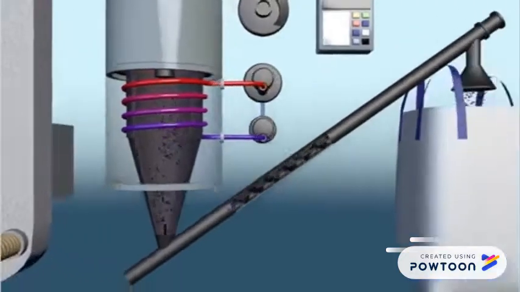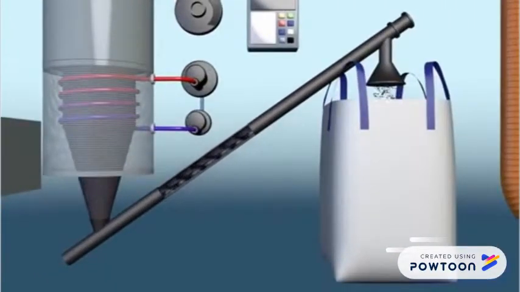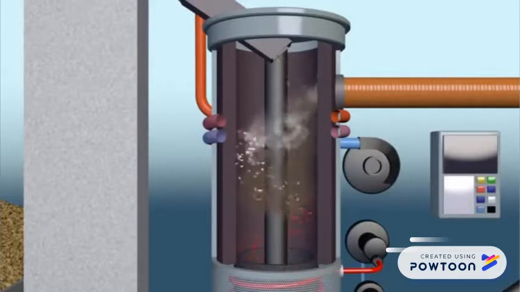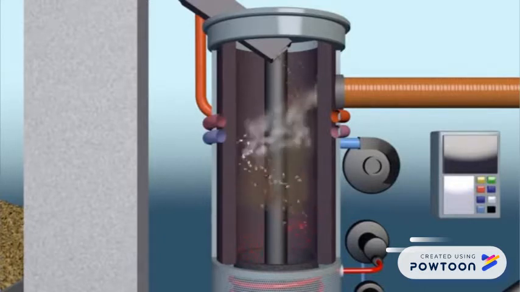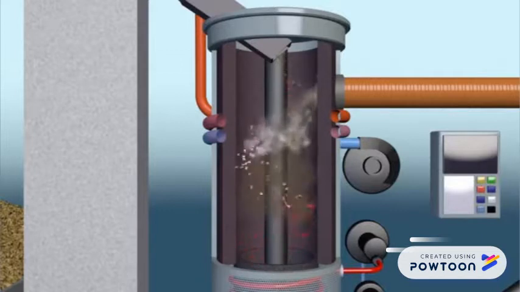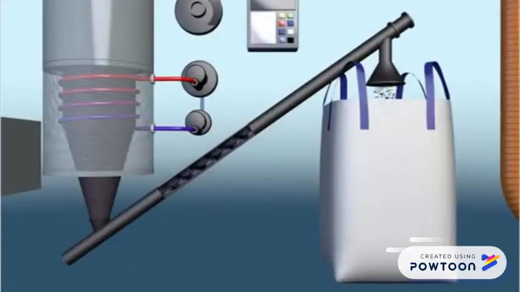In the next stage, carbonized biomass is loaded to bags, pelletized, or transferred directly to the boiler.